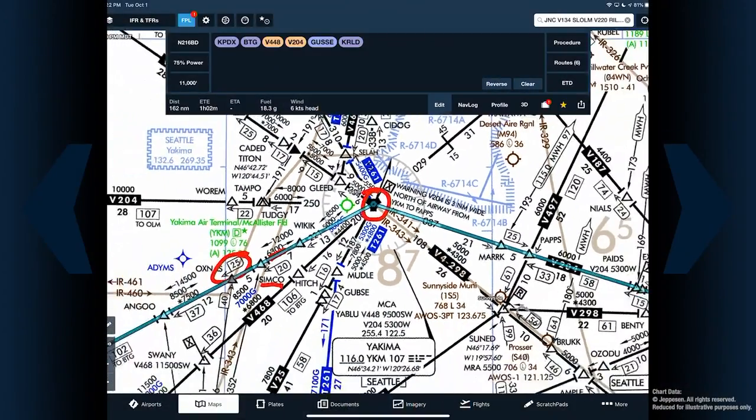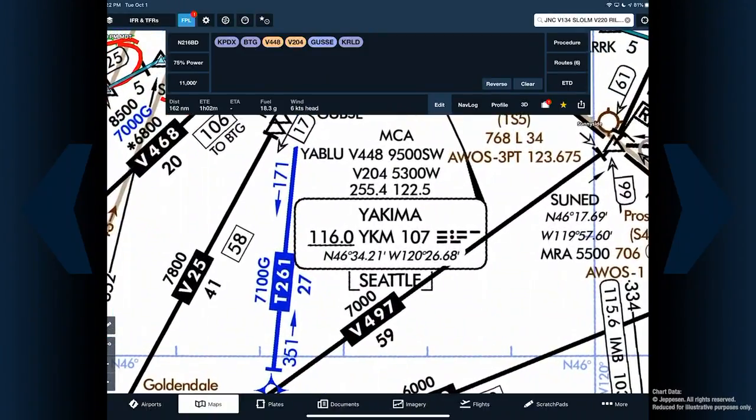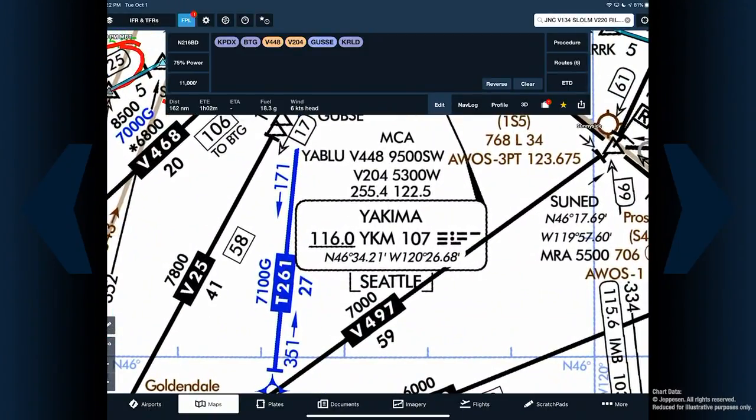Okay, a couple notes as we cross Yakima. If we go down to the box, we have a couple minimum crossing altitudes that we'll look at. We have the name, 116.0 for the frequency. Again, no voice capability. The identifier, YKM, the DME channel, 107. A lot of people ask about that. Why do they publish DME channels?